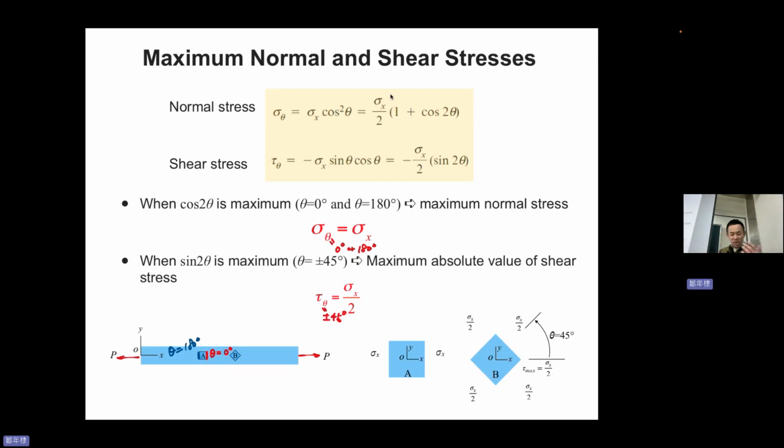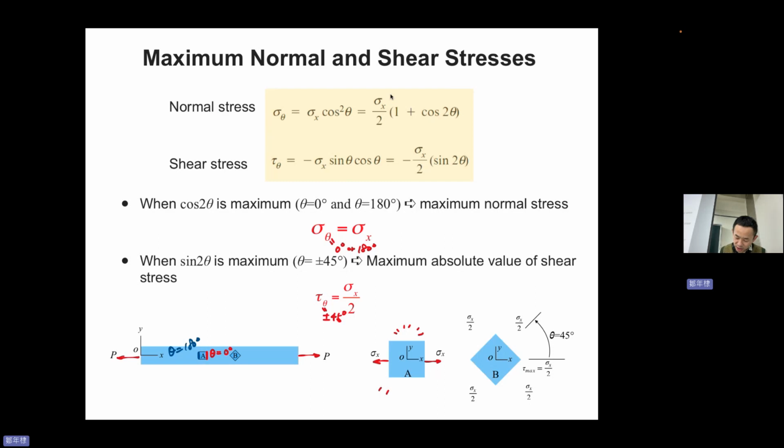So the equations here are kind of magic. Very, very smart. You can try that, you can test that. Always correct. Now you can see what I'm talking about here. Sigma x, sigma y, sorry, sigma x, and at 90 degree, nothing.